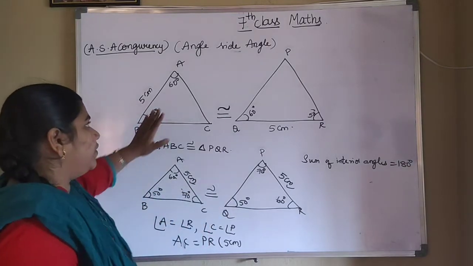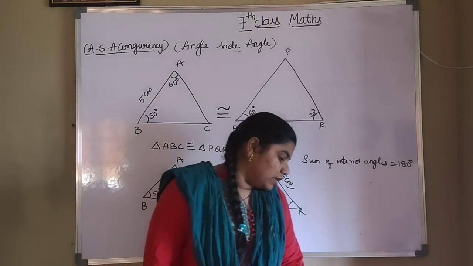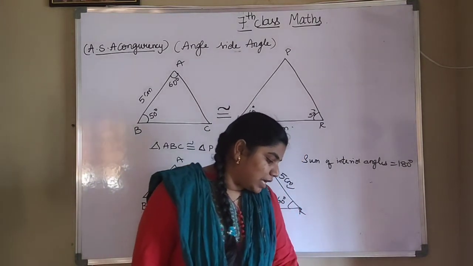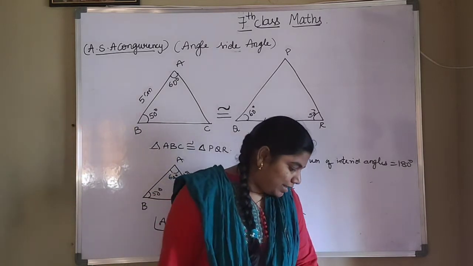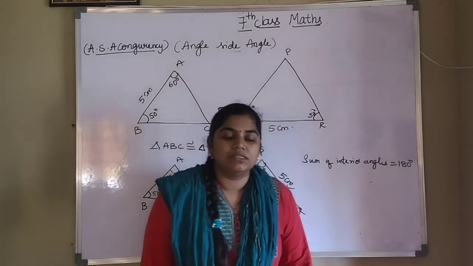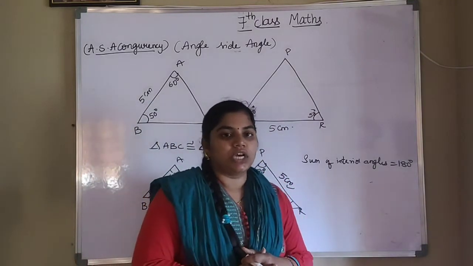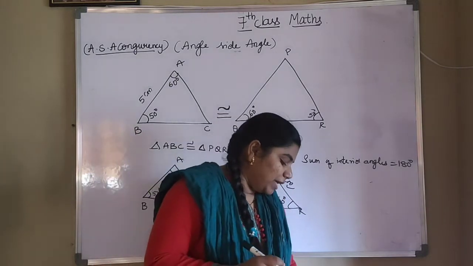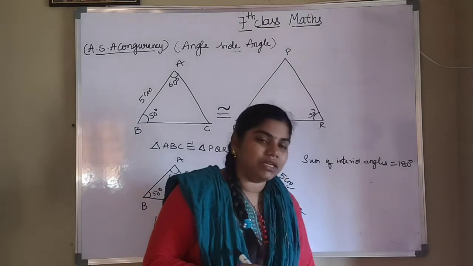In the same way, what do we mean by angle side angle? If two angles and the included side of a triangle are congruent to the corresponding angles and included side of another triangle, then you can say that the two triangles are congruent to each other. You have the definition on page number 173. You can write it by seeing the definition.